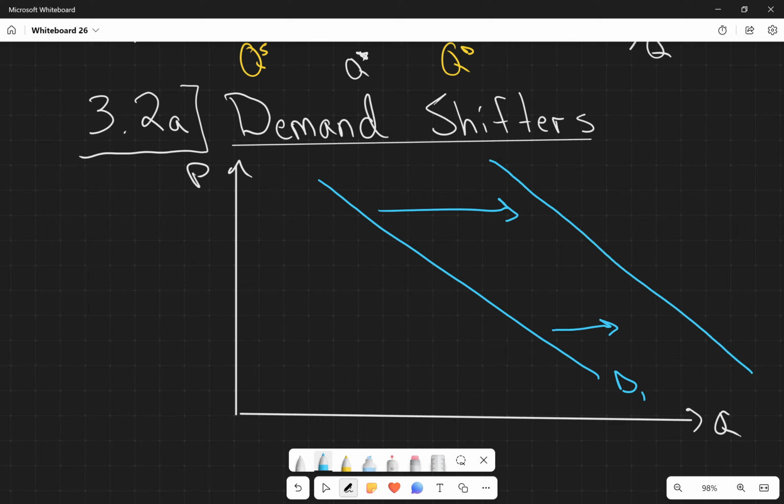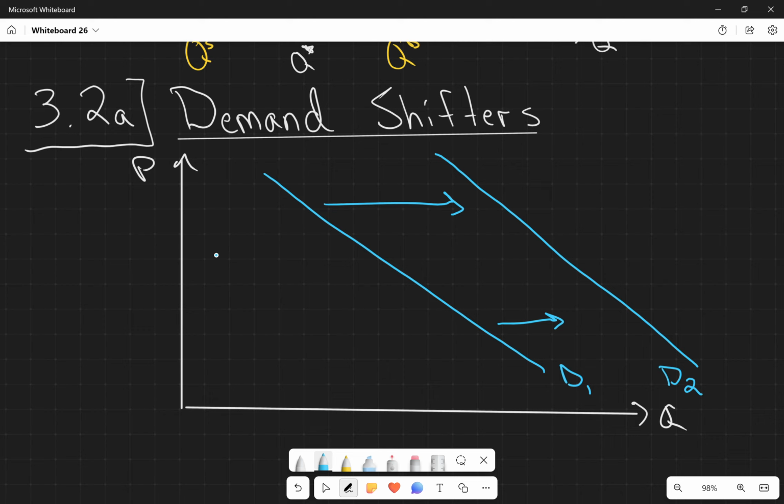So we call that D1, and then we call this D2. And we would probably have a same sized arrow for the second one. It should be parallel. They're not quite parallel. They should be. The slope shouldn't change. I'm just a terrible artist. So this is a shift in demand.